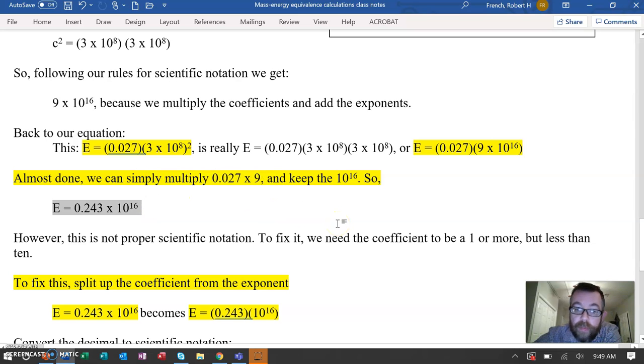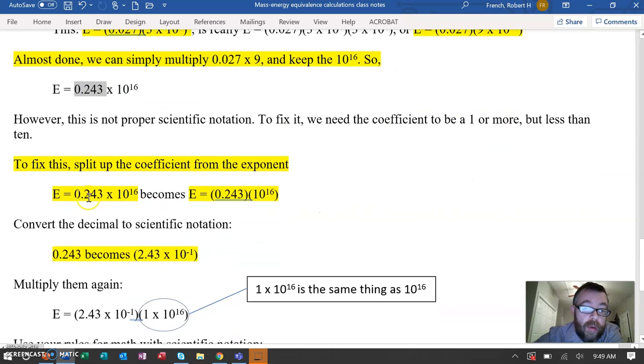Okay, now unfortunately, that is not proper scientific notation, because for it to be proper scientific notation, our coefficient must be between 1 and 10. 1 or greater and less than 10. This is less than 1, so we've got to fix it. Okay, so as we did before when we were doing calculations with gravity, we're going to split this up. So 0.243 times 10 to the 16th. Another way of saying that is 0.243 times 10 to the 16th. You know that, right?